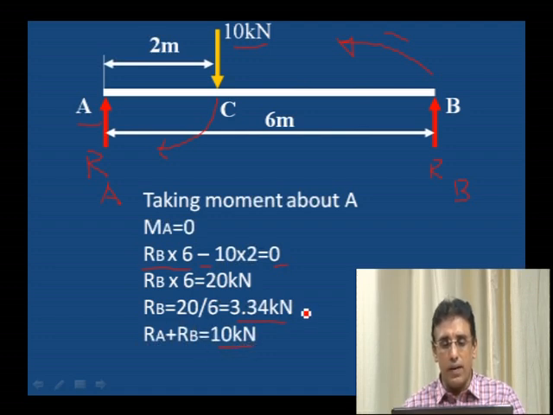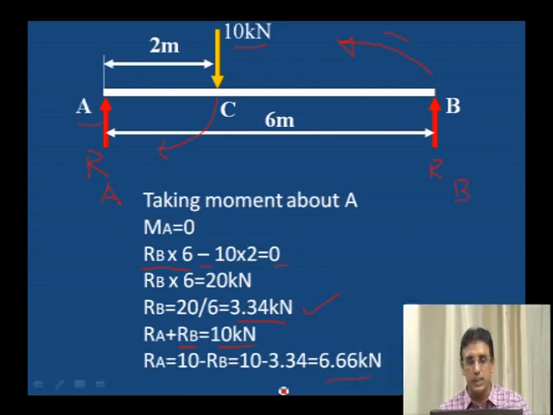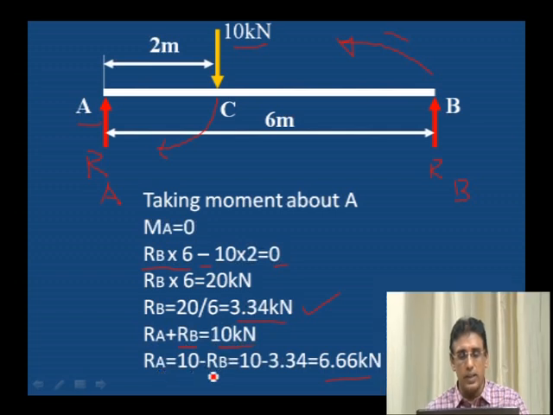Now we already have the RB value. If we substitute that RB value here, we will get RA. RA is equal to 10 minus RB value. RB value we have already calculated as 3.34. Therefore, the value of RA is 6.66. Like this, we have to calculate the reactions first before drawing the bending moment and shear force diagram. Whether it is a point load or a uniformly distributed load, all the loads have to be taken into consideration for calculating the reaction.